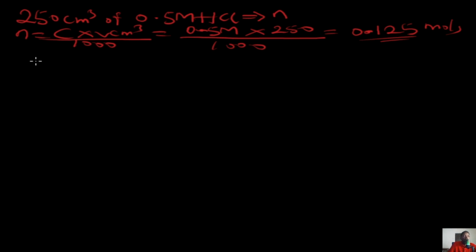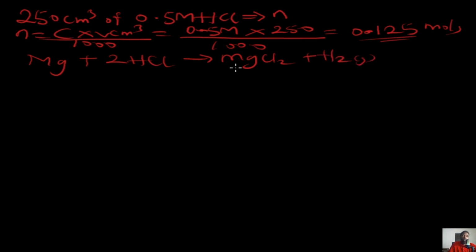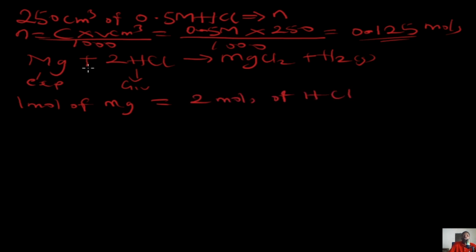Now let's write our equation. Our equation for the reaction was given and balanced: Mg plus 2HCl reacting to give MgCl2 plus H2 gas. Okay, so with this now, we write our values. We are asked to find the mass of magnesium, so this is the expected. And then we are given things with respect to HCl, so this is the given. So let's relate it. From the balanced equation, 1 mole of magnesium is reacting with 2 moles of HCl according to the equation.